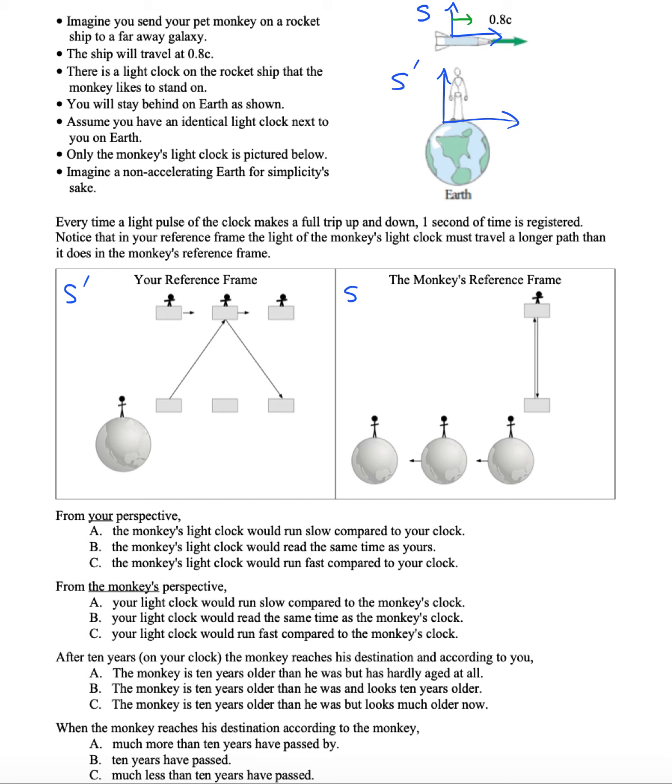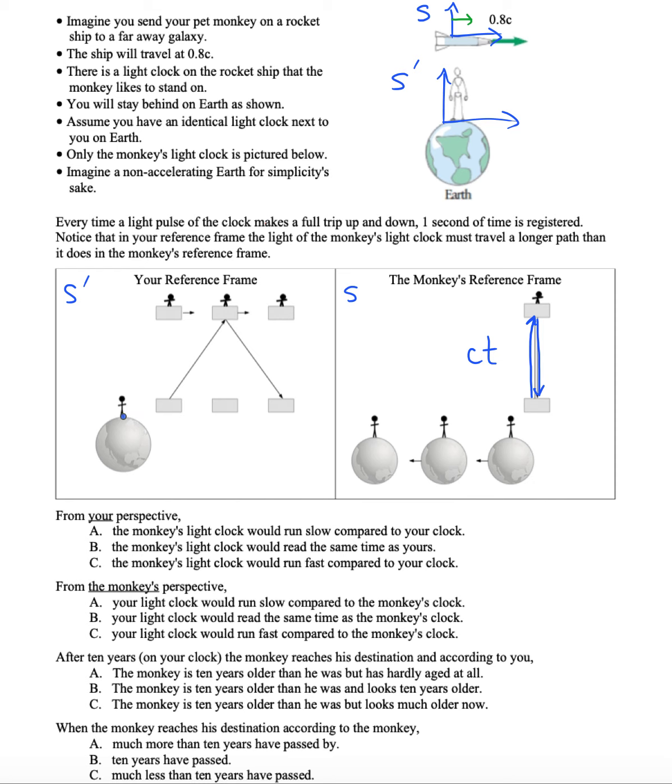In the monkey's frame, the light beam simply goes up, strikes the mirror, and goes back down. This is the shortest possible path for the light to take. It's traveling at a speed c, and it takes time t for this to happen. Now, technically, that time t is t naught. It is a proper time as measured by the monkey. The person on Earth can't measure the proper time because they're not in the reference frame of the clock.